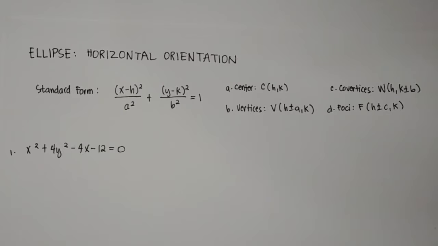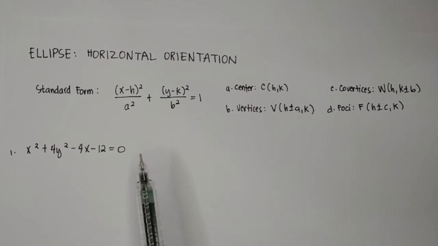So, di ba last time we discussed its definition, yung standard form at saka yung general equation. So now, proceed naman tayo sa horizontal orientation ng ellipse. So, ano nga ba yung properties niya?